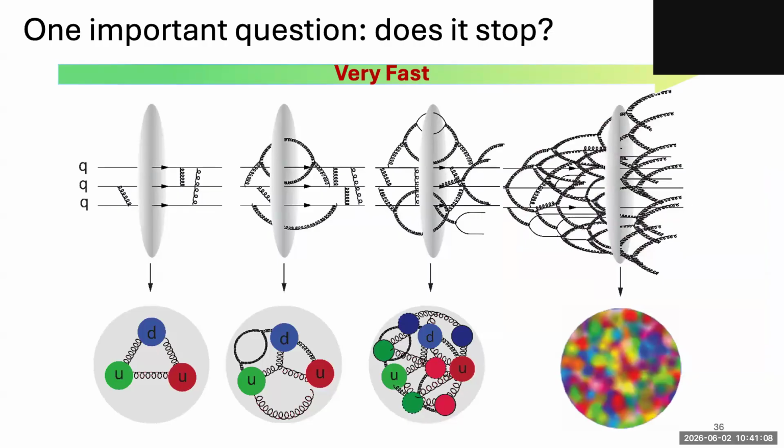The valence quarks are still there, but you're not sensitive to them. You're overwhelmed by these emerging gluons because you're going so fast in the time scale that you're seeing this overwhelmingly dominant gluon region.